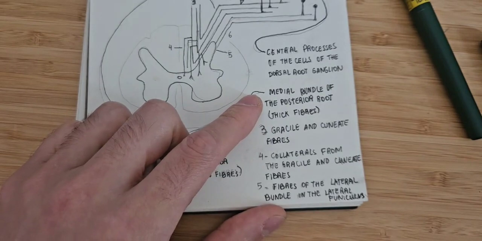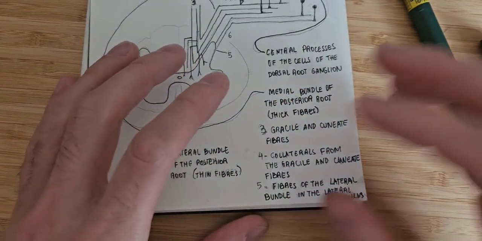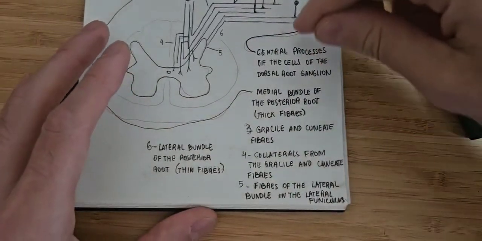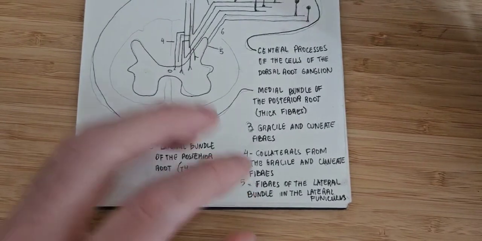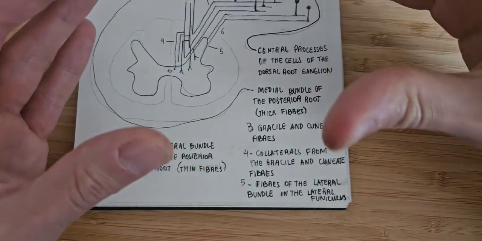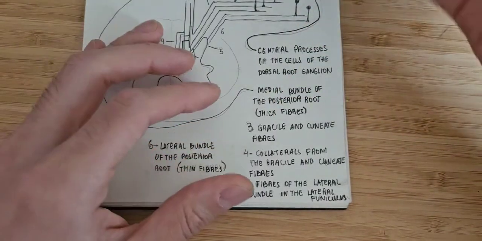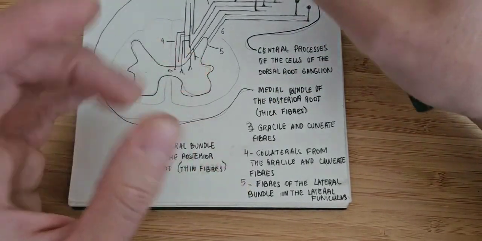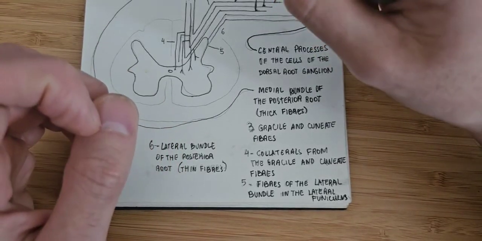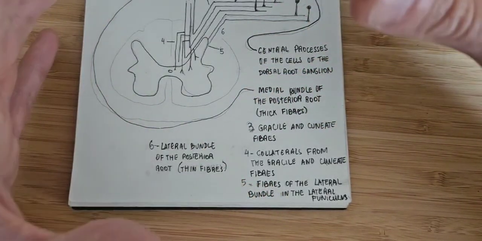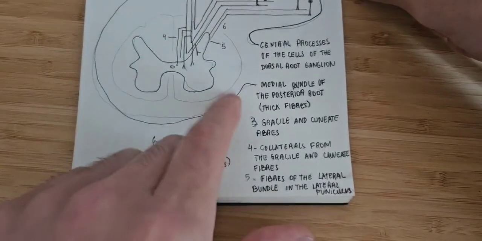Now, the medial bundle and the lateral bundle, the fibers of the posterior root of the spinal nerve, okay, are organized into two distinct bundles, especially as they enter the spinal cord, the medial and the lateral bundle. And these bundles will be important when we talk about transmitting sensory information from the periphery to the central nervous system.